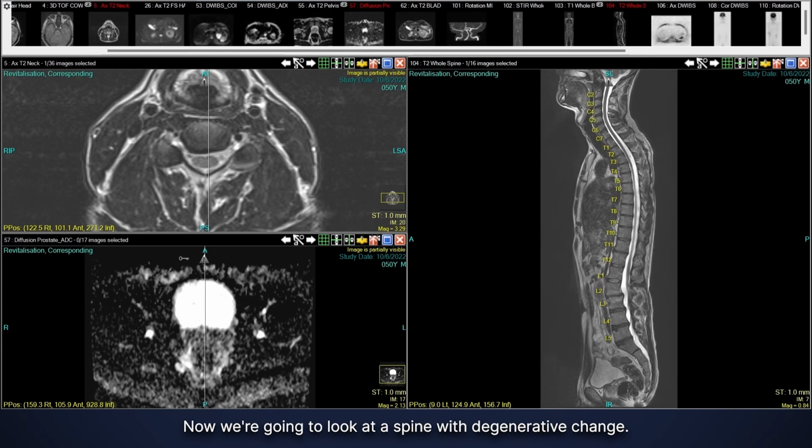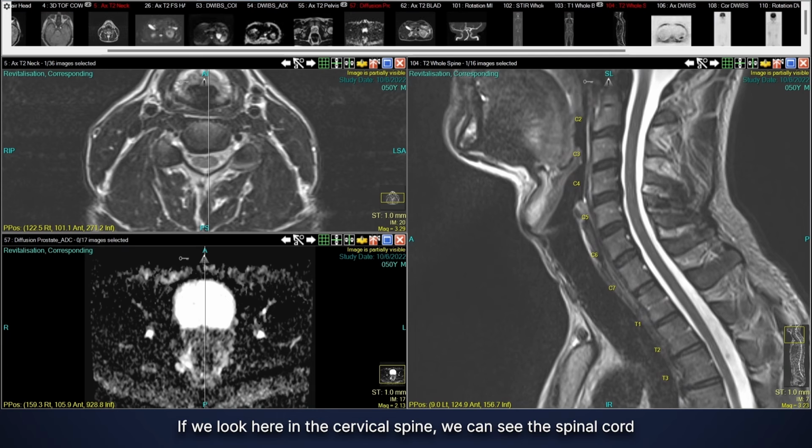Now we're going to look at a spine with degenerative change. We all develop degenerative change in our spine at some point in life. It typically depends on what the disc is doing to the spinal cord or nerve whether we actually develop symptoms or not. If we look here in the cervical spine, we can see the spinal cord right here and the bright fluid surrounding the spinal cord.